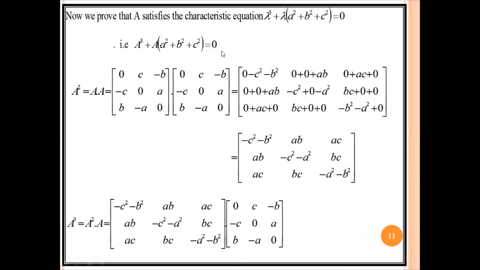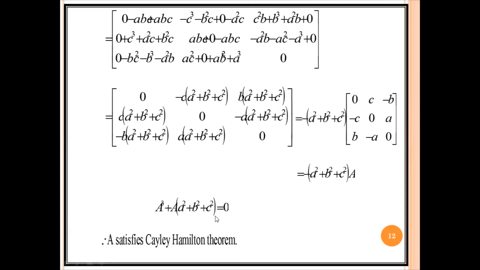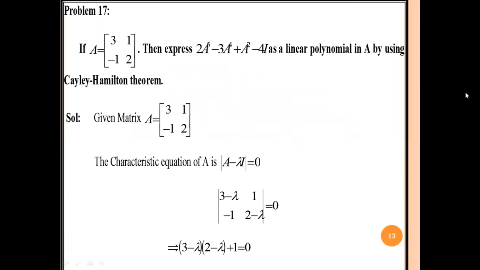Means A cube plus lambda into A square plus B square plus C square, we want to show it is a zero matrix. Right? Now one by one, similar to the previous problem, we calculate A square, after that A cube, then substitute in LHS, we'll get the RHS as zero matrix. Therefore, A satisfies the Cayley-Hamilton theorem. Right? Now coming to the next problem, if A is the given 2 by 2 matrix, then express this polynomial as a linear polynomial in A by using Cayley-Hamilton theorem, right?